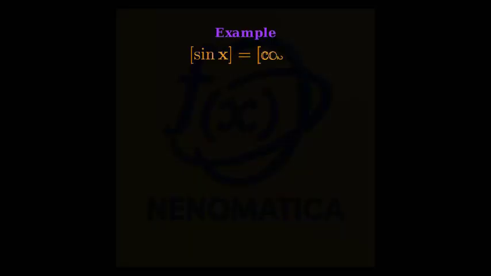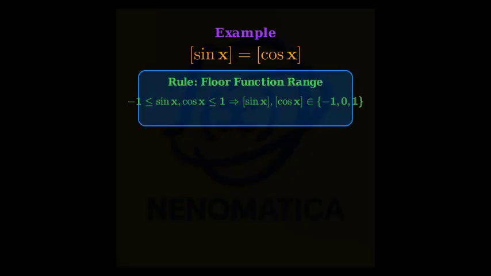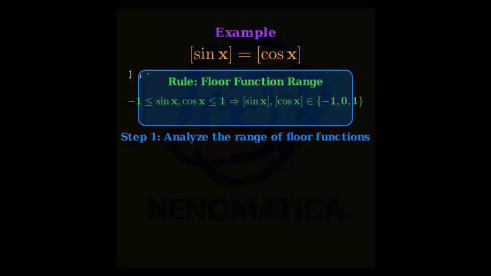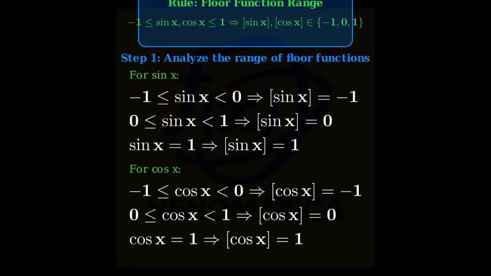Example. We will solve the equation floor of sine x equals floor of cosine x. First, we display the problem clearly. Step 1. Analyze the possible floor values. Since sine and cosine both lie between negative 1 and 1, the floor can only be negative 1, 0, or 1. We also separate the exact value 1 as a special endpoint.